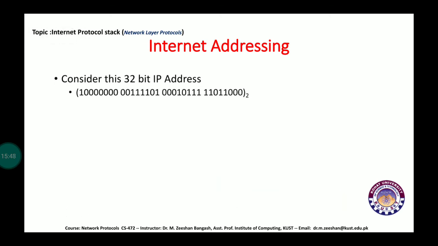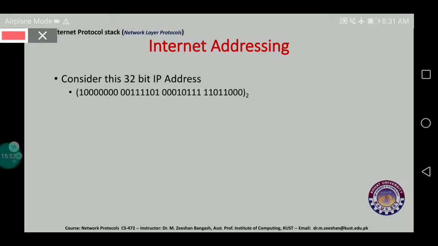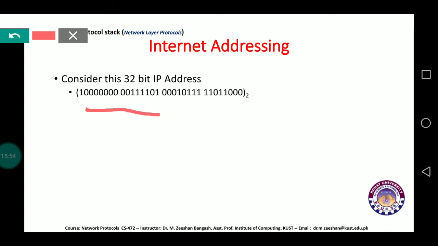So let's consider that it's a 32-bit address. You can just notice that this is a 32-bit address. However, as we have known from previous knowledge, it comprises 4 octets. The first 8 bits comprise the first octet, then the second 8 bits, the third 8 bits, and the fourth 8 bits. So that's the complete 32-bit IP address.